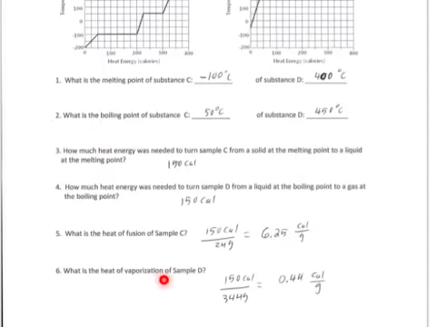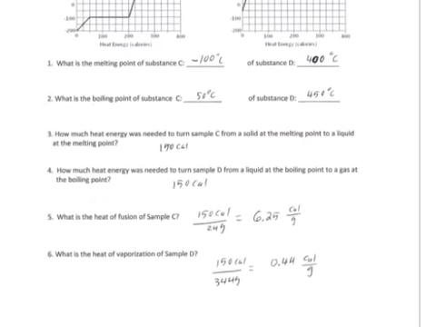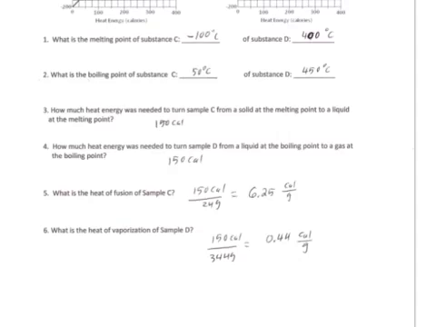Now for the heat of vaporization, I have 150 calories needed to vaporize sample D. If I look up at sample D, I'll see it has a mass of 344 grams. Therefore, how many calories should it take? It took 150 calories per 344 grams. That's 0.44 calories per gram.